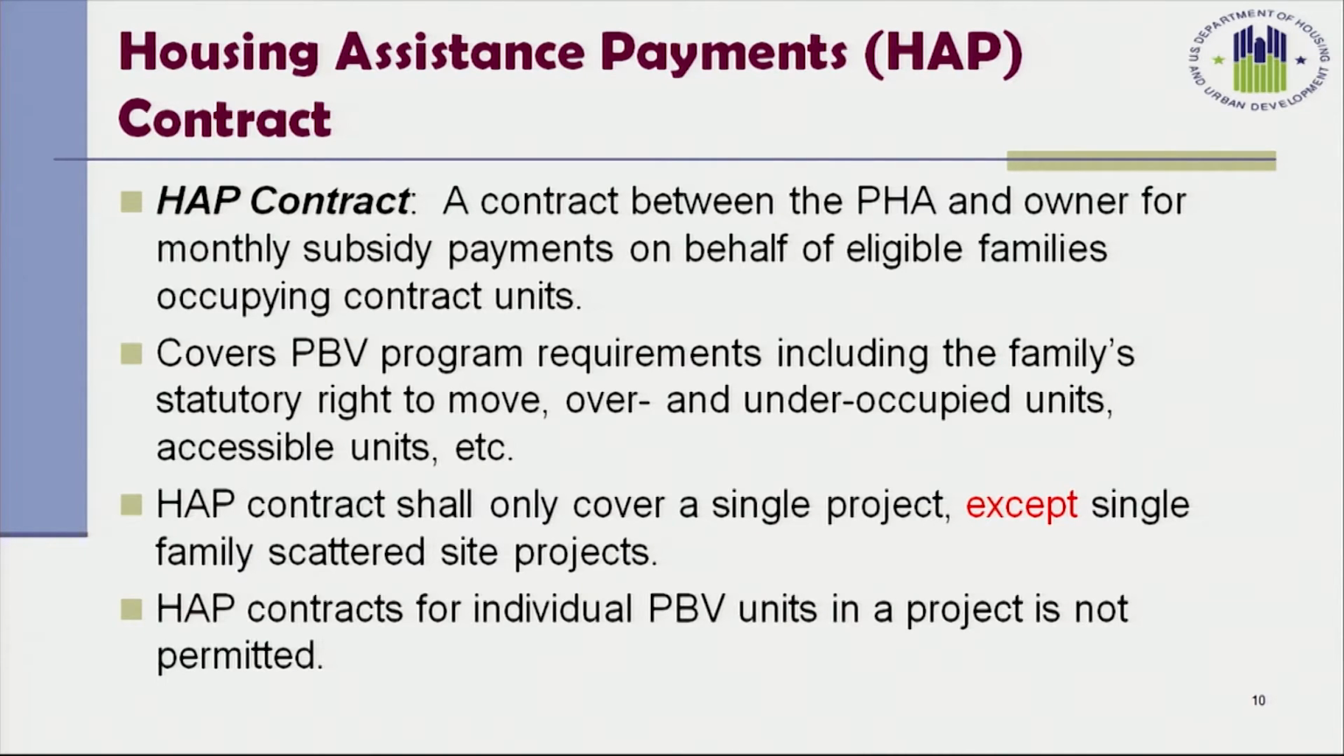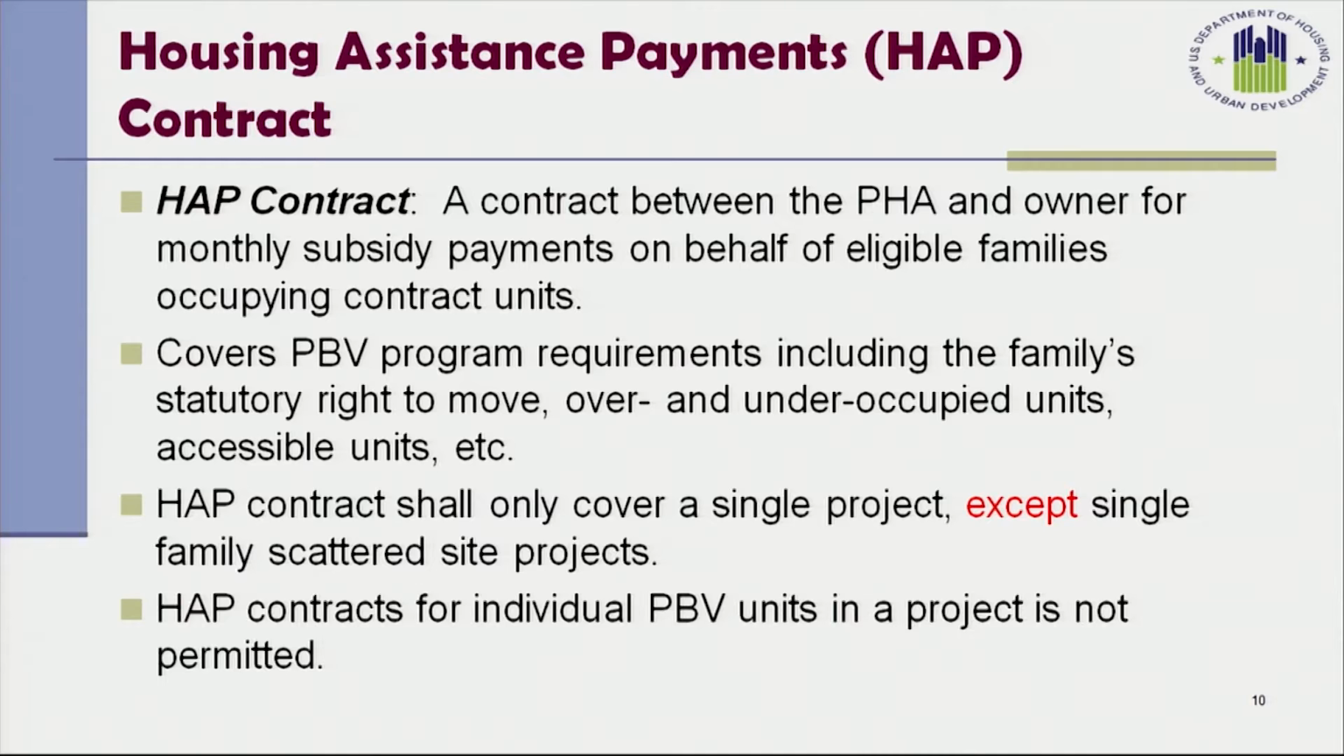The Housing Assistance Payment Contract, or as we refer to it, the HAP contract, is a contract between the Housing Authority and the owner for monthly subsidy payments on behalf of eligible families occupying project-based voucher contract units. The HAP contract covers project-based voucher program requirements, including the family's statutory right to move, over and under occupied unit requirements, and accessible units, etc.